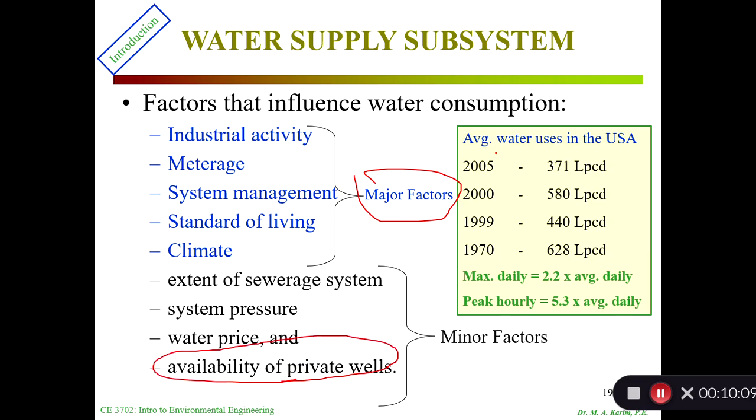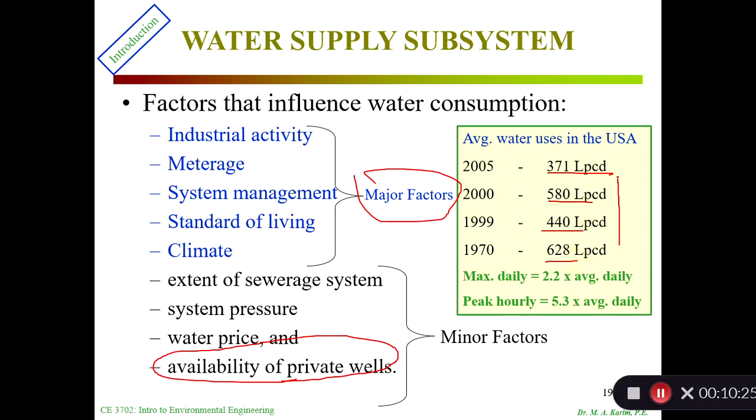So this table shows a little bit of water usage at different times in the country, in the USA. So 2005 was 371, 2008 580, 99 440, 1970 was 6.